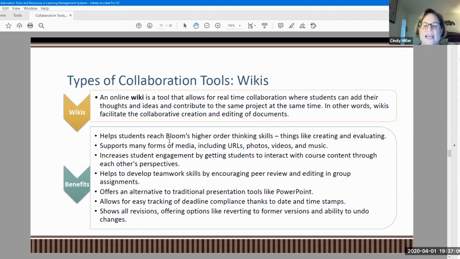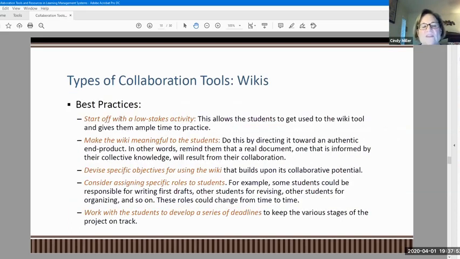Again, the nice thing about wikis is that if anybody makes a revision or adds something to the wiki, it date and time stamps it. So in case students do not want to consider that change, they can go back and use the previous version. It shows all revisions, and it allows options to revert to former versions. So if a group of students are working on a policy paper, which my students were doing, and that group was adding things to that policy paper, the other members of the team could see what they were adding, but they also could go back and say, no, that's not really relevant here. We need to keep what we had previously. So that's a wonderful advantage of a wiki.